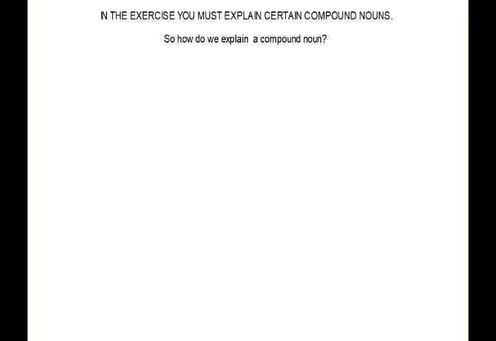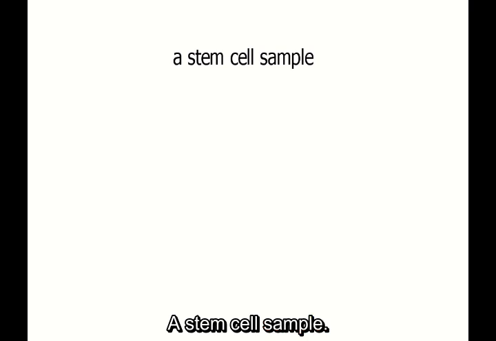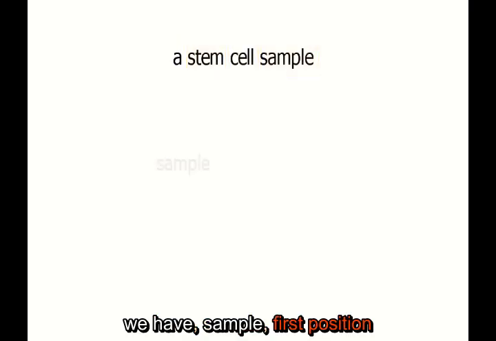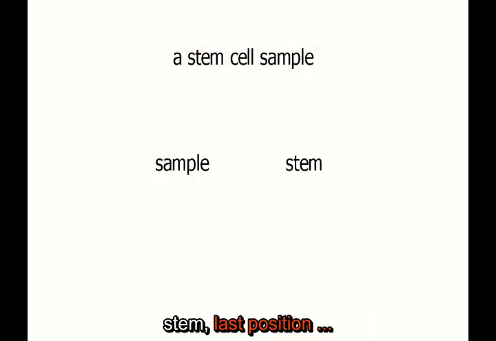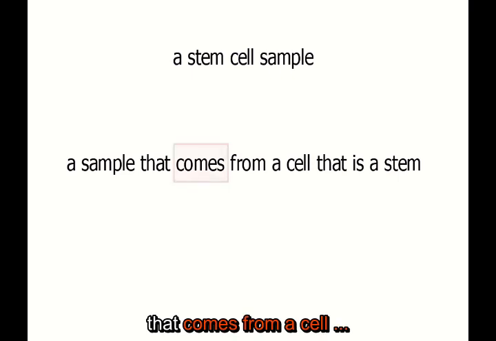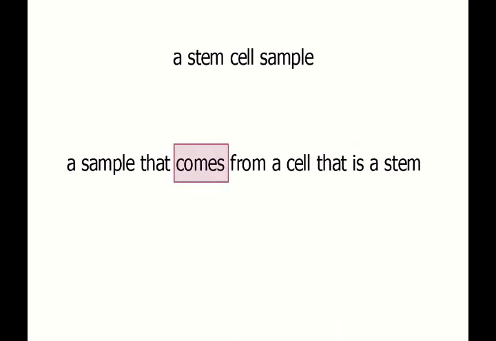One last example, a stem cell sample. We have 3 nouns, stem, cell, and sample. If we apply our rule, we have sample, first position, stem, last position, and cell in the middle. And if we explain this compound using the verbs, we have a sample that comes from a cell that is a stem.